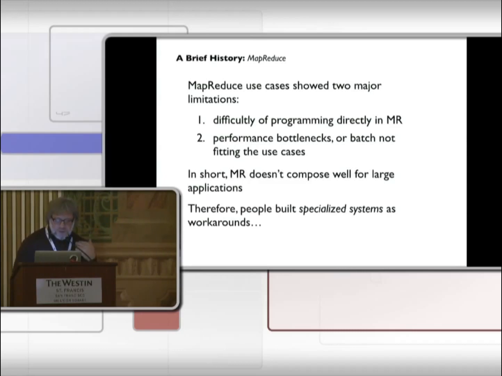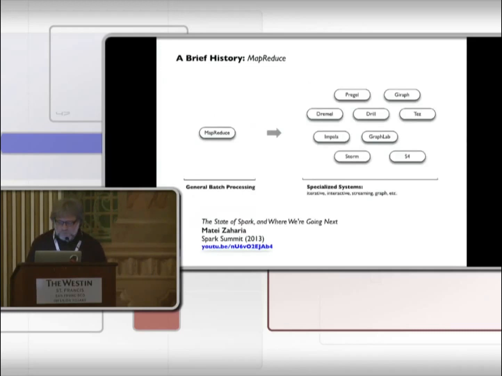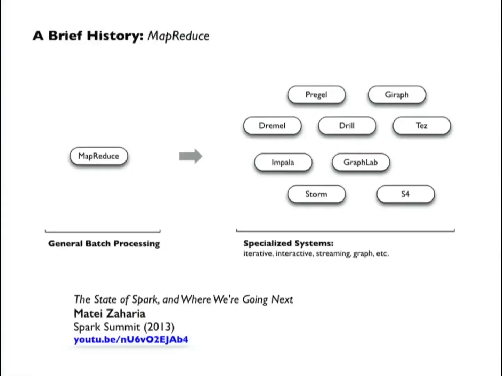But at the end of the day, MapReduce doesn't really compose well for more complex kinds of business logic, larger kinds of apps. As a result, people spent a lot of time over the past decade building more specialized systems. And really, this comes out of a paper, redrawn from something that Matei had shown at the last Spark Summit. And if you didn't catch it, there's a great YouTube video up on the Spark Summit site.